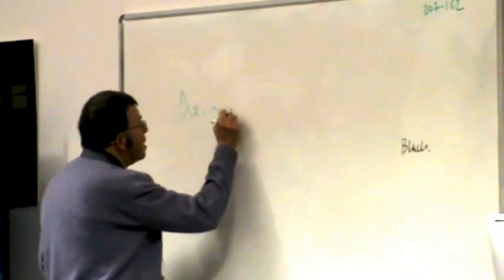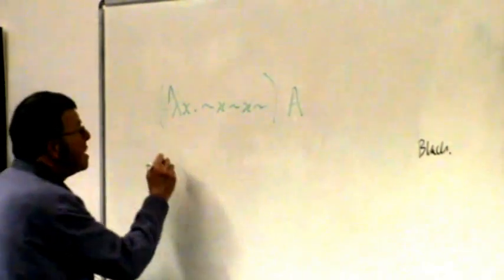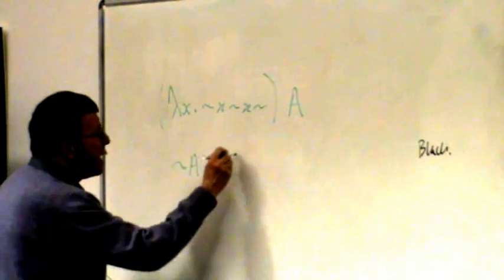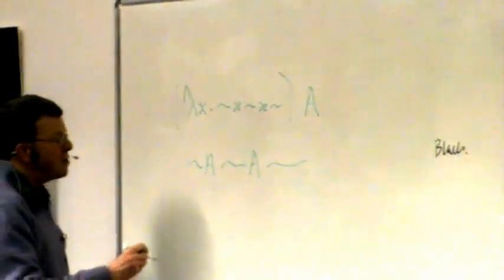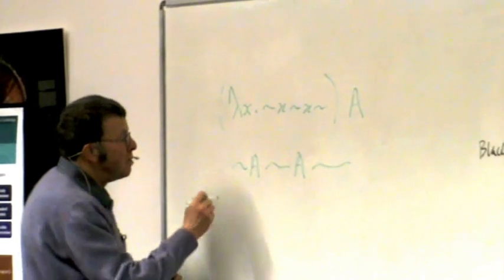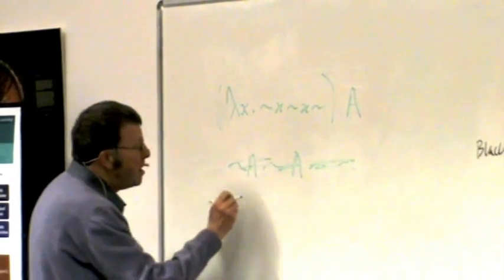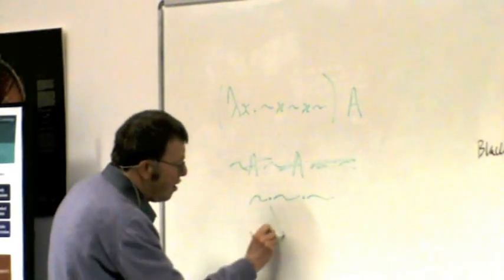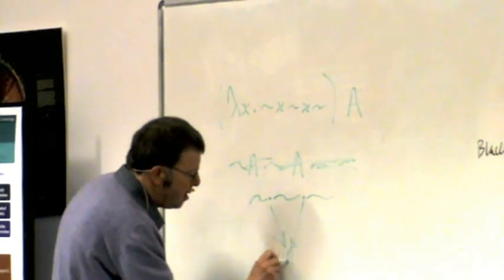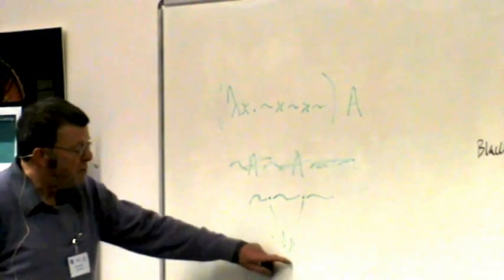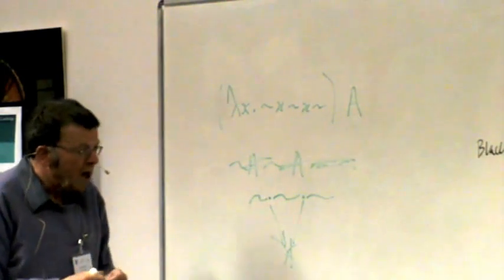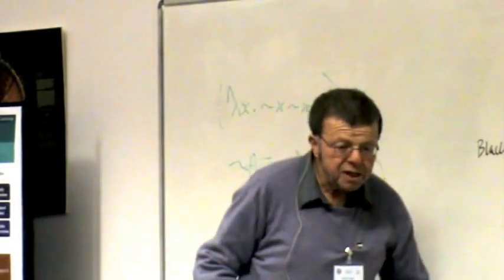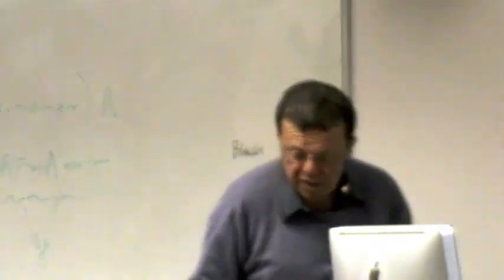Lambda x dot, and you've got, let's say, 2 copies of x, and you apply it to A. If you do it naively, you end up with 2 copies of A, both of which have to be reduced. But what Wadsworth said was do it as a graph, so you end up with 2 pointers to A. Yeah? And so you only have to reduce it once. And Wadsworth did this in his thesis for lambda calculus. It's just one chapter of the thesis.